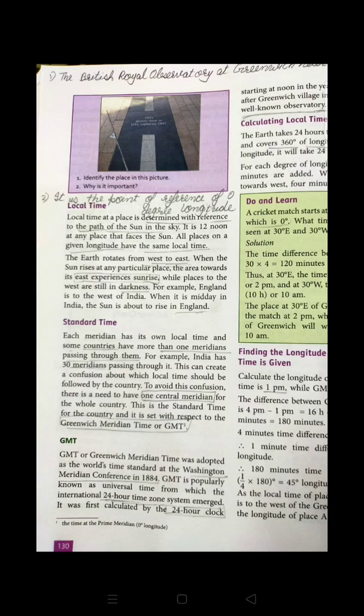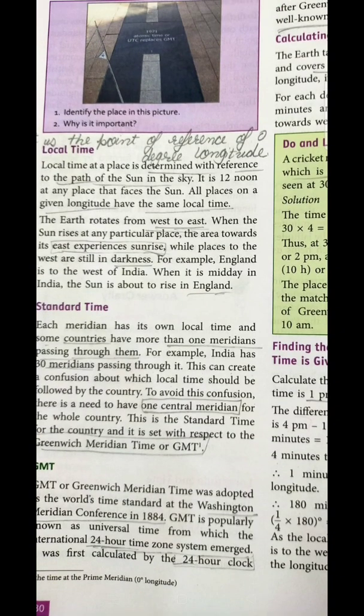So when it is midday in India, the sun is about to rise in England. Just because England is in the west of India, the sun is shown at a very late timing there. Further, one standard time is also being considered and specified.